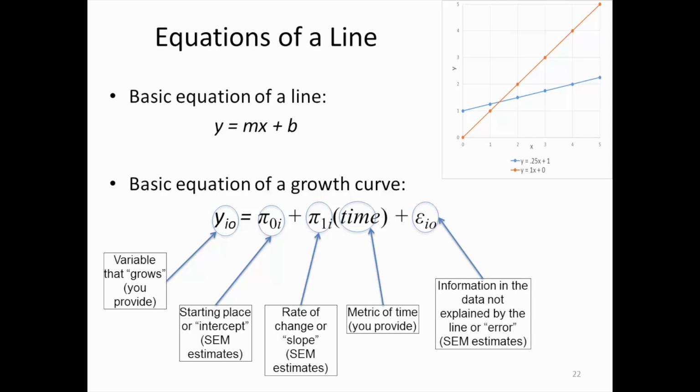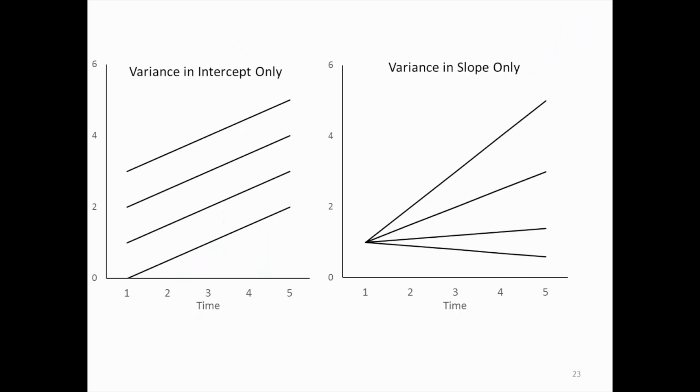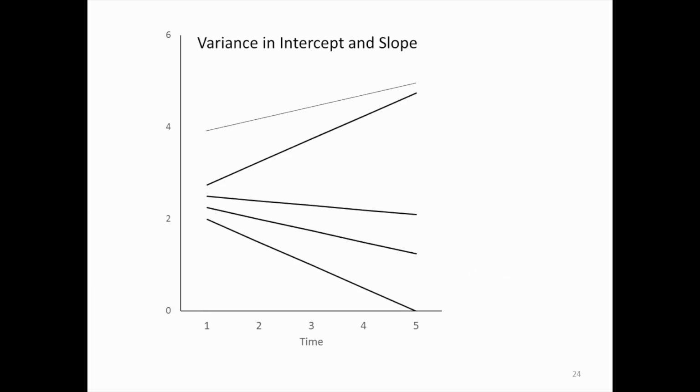We do have some error that can be estimated as part of this growth curve as well. Sometimes we see a random intercept only, but not a random slope, such as on the left side of this figure here. And sometimes we see variation in slopes, but people are starting at about the same place. Other times we see random intercepts where they're starting at different places, and random slopes going in different directions. And we use the variance component of the intercept and the variance component of the slope to understand these.